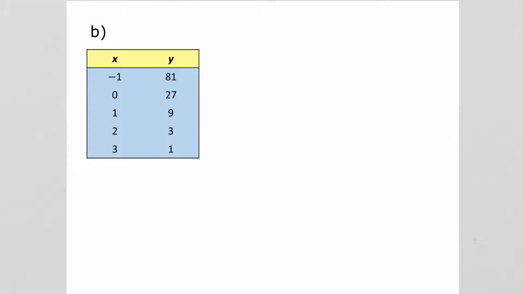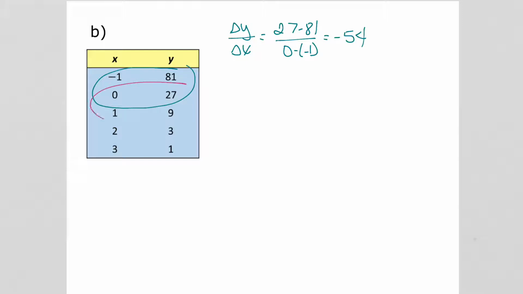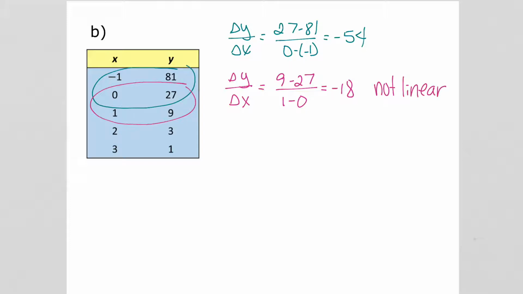For part B, we're going to start out with the same thing. So we've got the change in the y over the change in the x for this first pair. We got 27 minus 81 over 0 minus -1 is -54. And then the next pair, 9 minus 27 over 1 minus 0 is -18. So we can already tell that these are not linear. So what we've got to determine is, is it exponential?